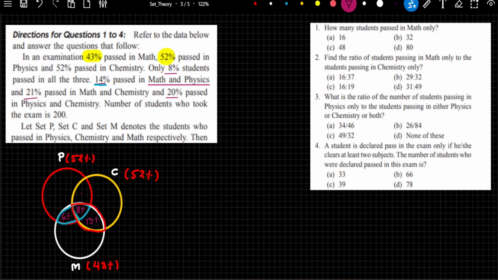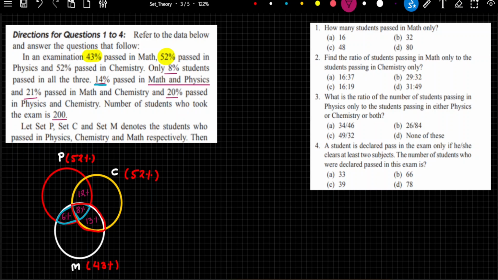And likewise, now you can find out the value of this region. The value of this region is going to be 12%. So these are the percent who passed in physics and chemistry only. And then I'm given the number of students who took the exam. These are 200. So we'll use this data if required. But for now, this is the complete scenario.